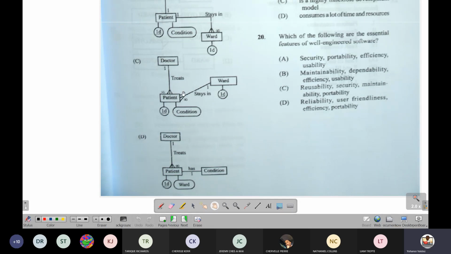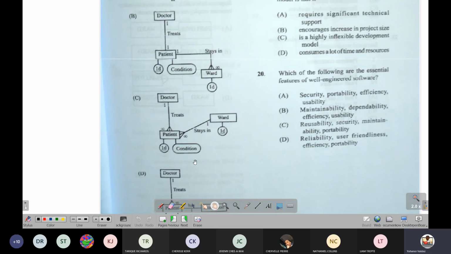This makes sense. Let's just take a look at D, right? D has the ward as an attribute of patient. That makes no sense. And a condition is not an entity. So the one that makes the most sense out of all of these, out of B and C, is C. So the answer here is C. Okay.